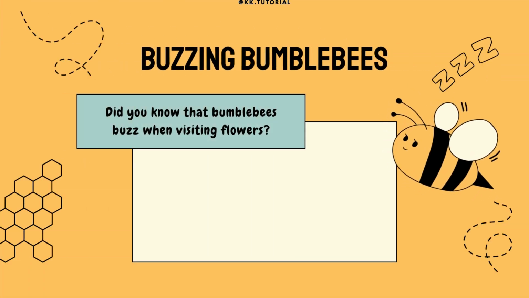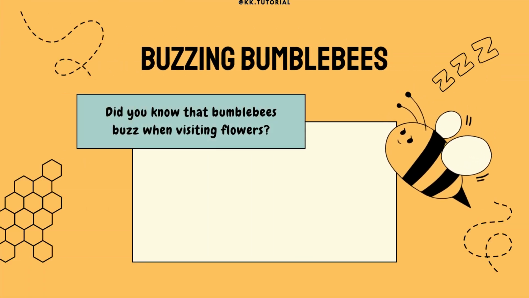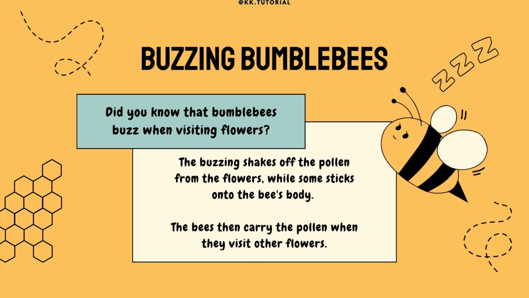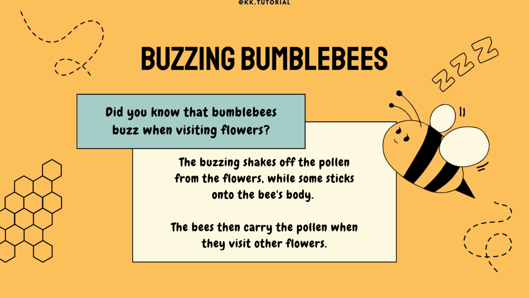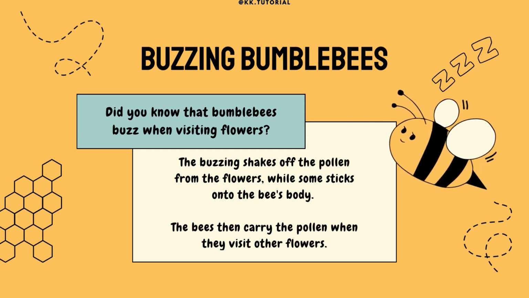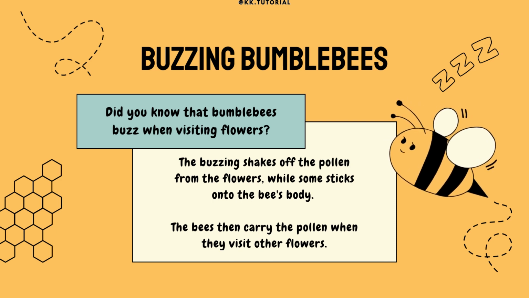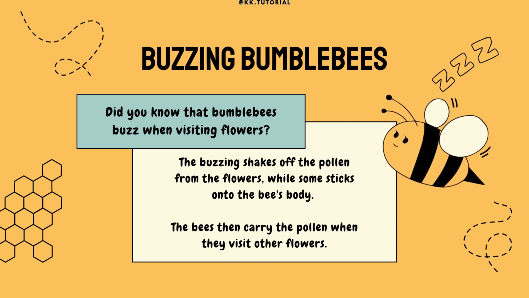Did you know that bumblebees buzz when visiting flowers? So the answer is, when the bees sit on the flower, they shake their bodies, which is called buzzing. Some of the pollen sticks to their bodies and then they carry this pollen to other flowers. This process is known as pollination.